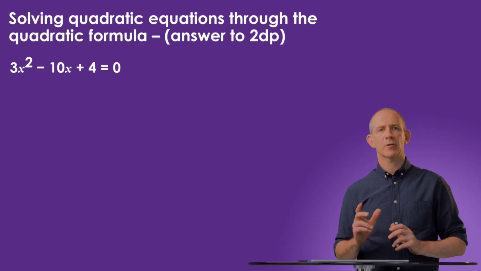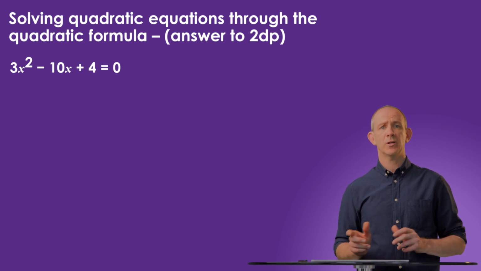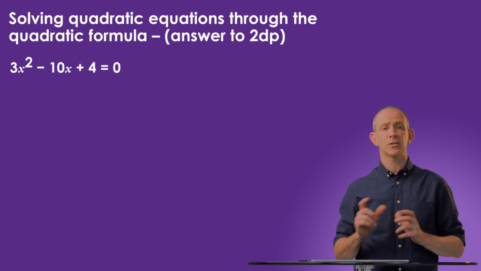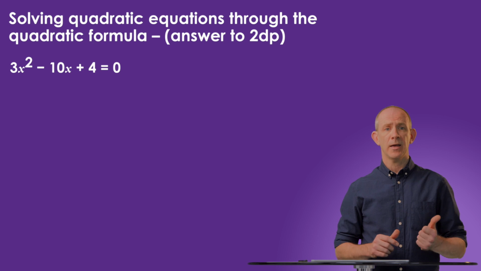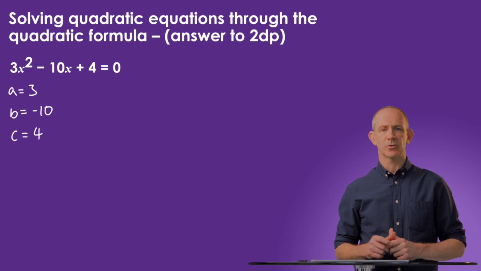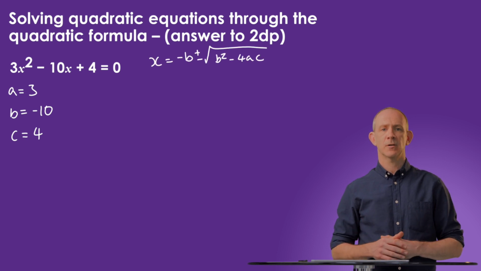Here we have an equation that requires the use of the quadratic formula. So pause the video now and press play when you'd like me to go through the answer. So in order to solve this, we need to know what each of the coefficients are. A equals 3, B equals minus 10, and C equals positive 4. We can substitute those into the equation like this.